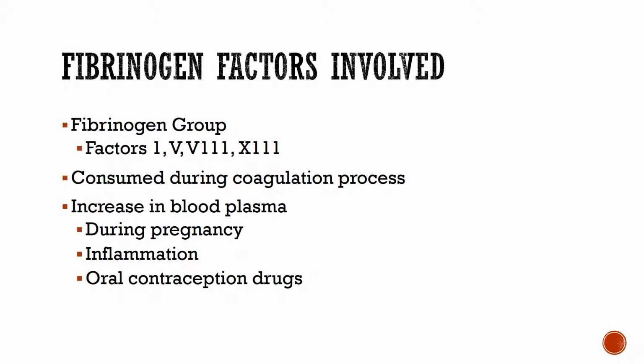The next group of factors are the fibrinogen factors. These are factors 1, 5, 8, and 13. These are consumed during the coagulation process to form fibrin. Fibrinogen is produced by the liver and can be increased during pregnancy, inflammation, and the use of oral contraceptive drugs. Fibrinogen is also known as factor 1.